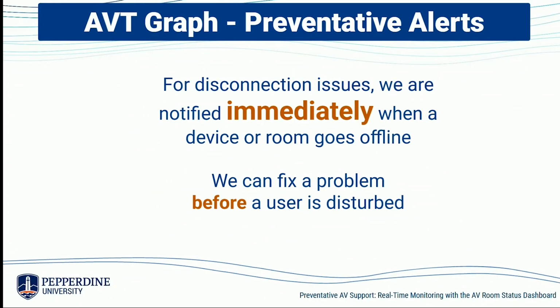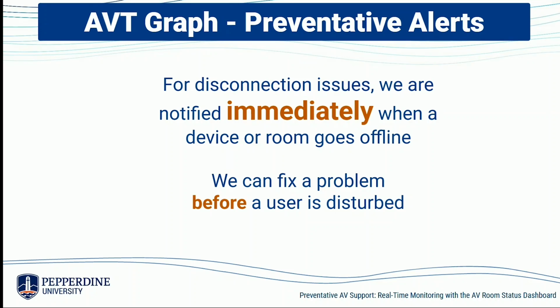And then the second thing, which might be the more important one, is that we actually get notifications immediately when an issue is detected. So again, the major thing that it can detect is disconnection. So if a projector goes offline, if a room goes offline, we are immediately alerted because we have this application running on a TV 24/7.